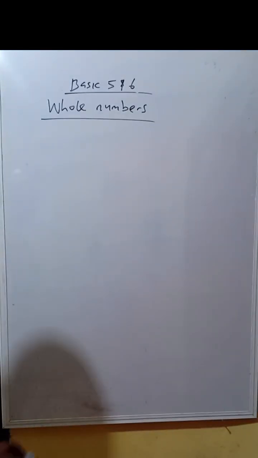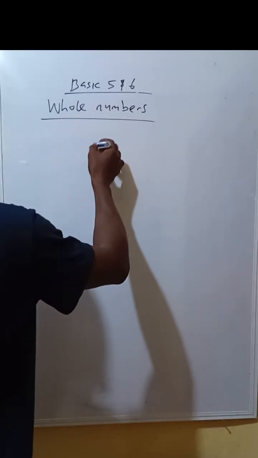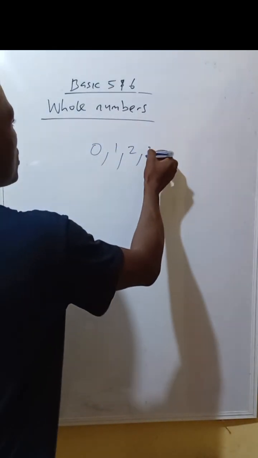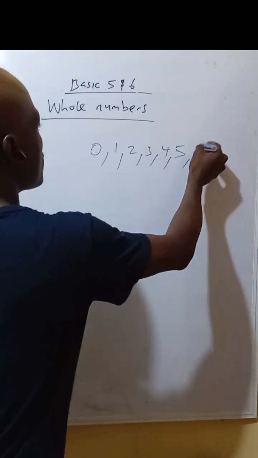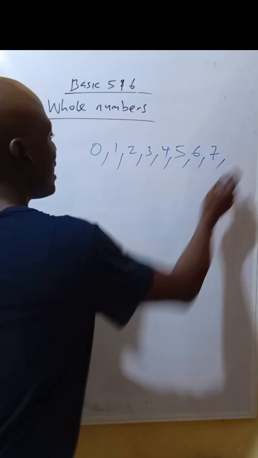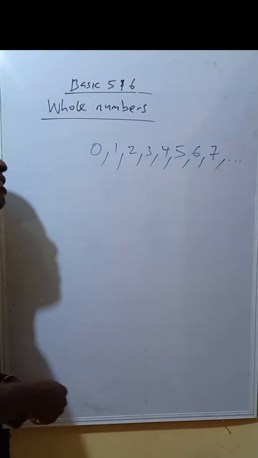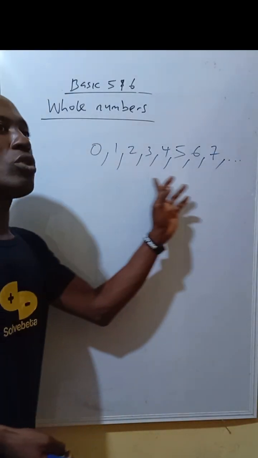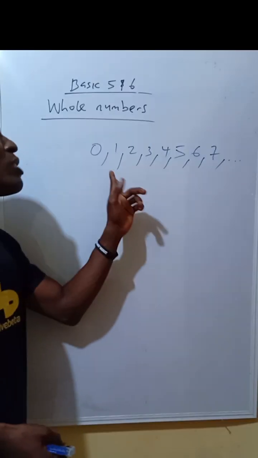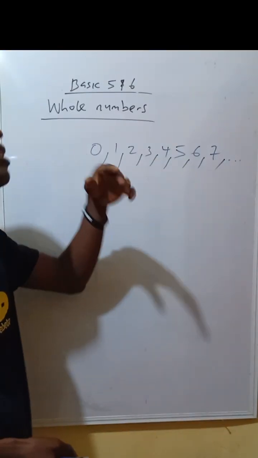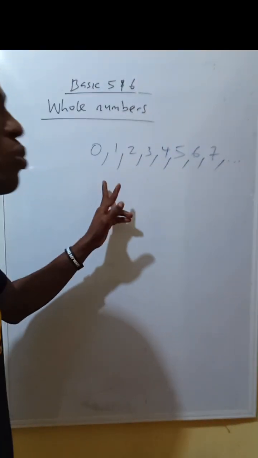What are whole numbers? Whole numbers are counting numbers. They are different from fractions. The numbers 0, 1, 2, 3, 4, 5, 6, 7, down to the last number known on earth. It can be billion, it can be trillion, whatever the number is. They are called whole numbers. These are whole numbers: 0, 1, 2, 3, 4, 5, 6, 7, 8, 9, 10, 1,000, 1 million. They are called what? Whole numbers.